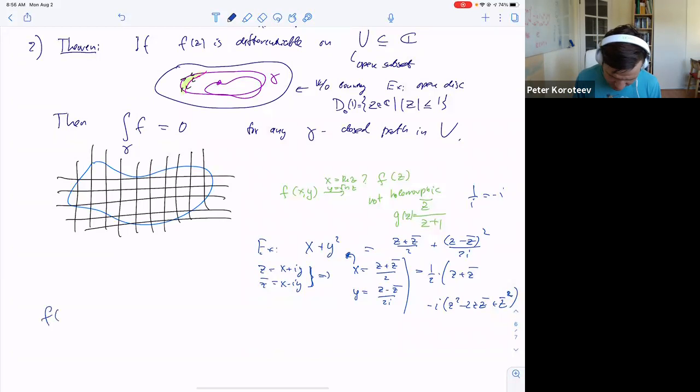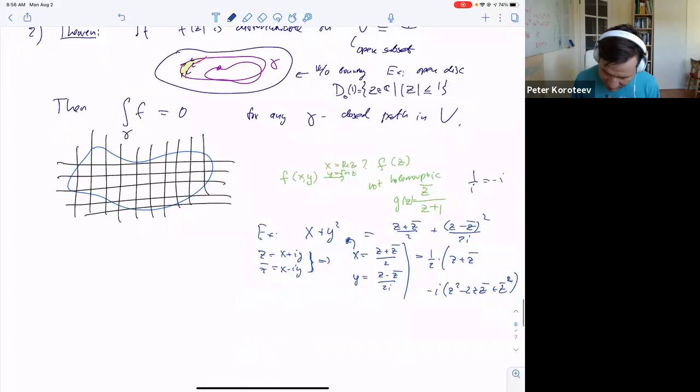So f of z. Okay, I'll take this. But now let me give you an example of a holomorphic function. So say you have this x squared plus 2i xy minus y squared.